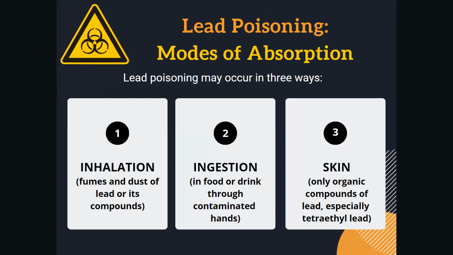Modes of absorption. Lead poisoning may occur in 3 ways. Number 1, inhalation of fumes and dust of lead or its compounds. Ingestion in food or drink through contaminated hands. Or dermal, via the skin. Only organic compounds of lead, especially tetraethyl lead, are involved in dermal transmission.